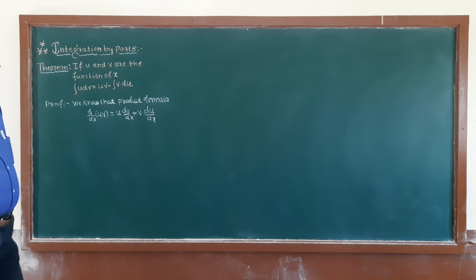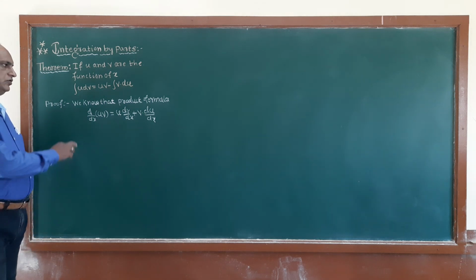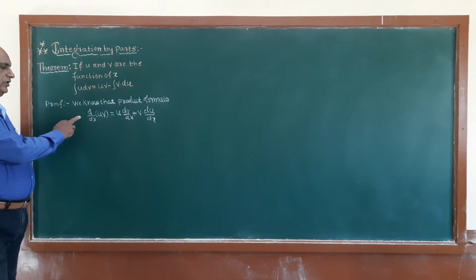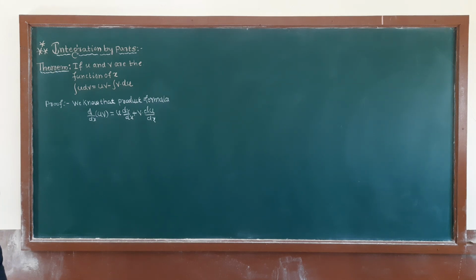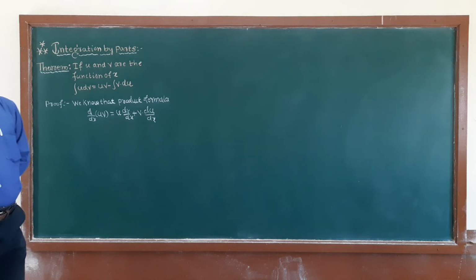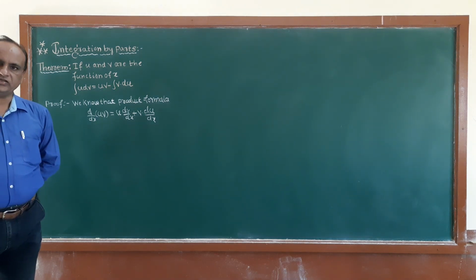So the proof of the theorem for integration by parts comes here. To prove this theorem, we know the product formula in derivative: d by dx of uv is equal to u into dv by dx plus v into du by dx, where u and v are functions of x alone.